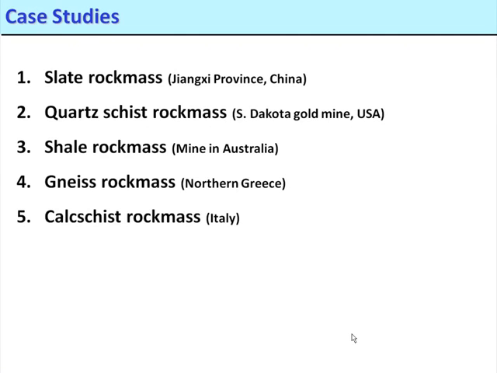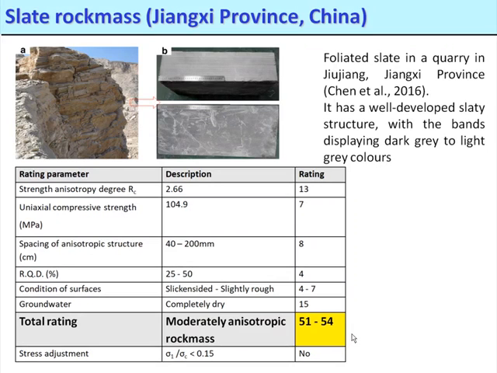The system will be applied in specific cases of rock masses which behave in a different manner. We are going to apply it in a slate rock mass, in a quartz schist rock mass in USA, in a shale rock mass in Australia, in a gneiss rock mass in Greece, and a calcic schist rock mass in Italy. The first rock mass in Jiangxi province is a foliated slate in a quarry.